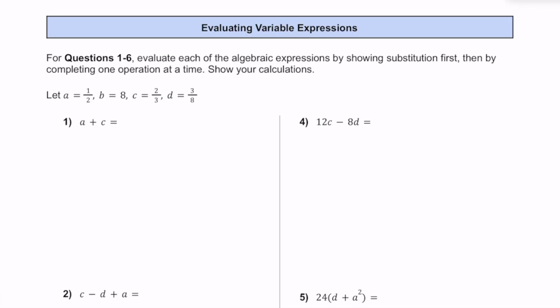Let's practice evaluating variable expressions together. In this particular video, we're going to be going over 12 different practice problems, but for the first 6 here, we're going to be dealing with some fractions.